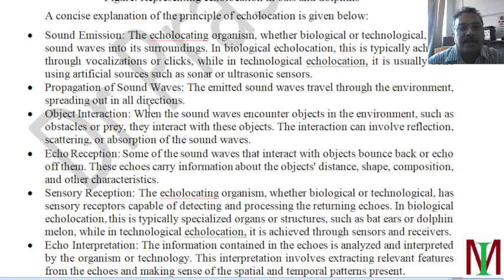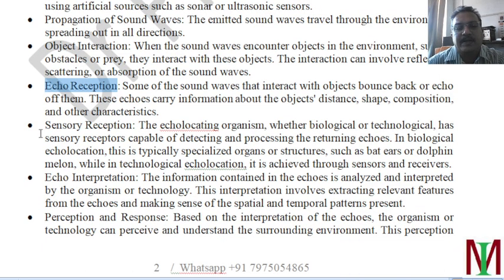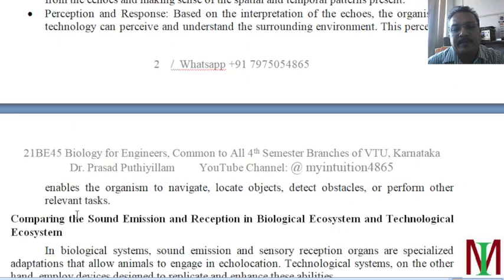In general, if we have to write in detail: sound emission is done first. Then propagation of sound waves: the sound waves pass through the medium, and depending upon the medium, the effect will be different. Then object interaction: the sound wave goes and interacts with the object. Then echo reception: some of the sound waves bounce back as echoes. These echoes carry information about the object's distance, shape, and composition. Sensory reception: a separate sensor receives these echoes. Then echo interpretation is done based on the distance, how much time the sound wave took to reach the location and come back. If it is a moving body, it has to be calculated accordingly. Those mathematical calculations will be done by the instrument or the computer, and we get the result.